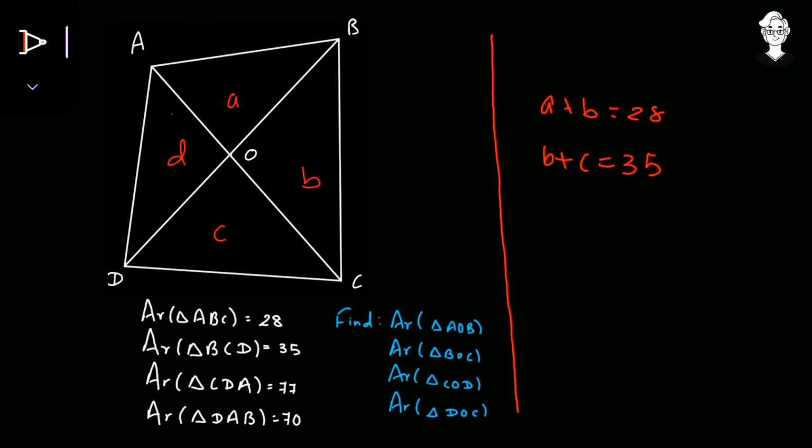Similarly we have D plus C, that is the third area, and that is equal to 77. And the fourth area we have D plus A. So D plus A is equal to 70. So these four variables are present and here are the four equations. Now this cannot be solved directly from here, we need something else also.